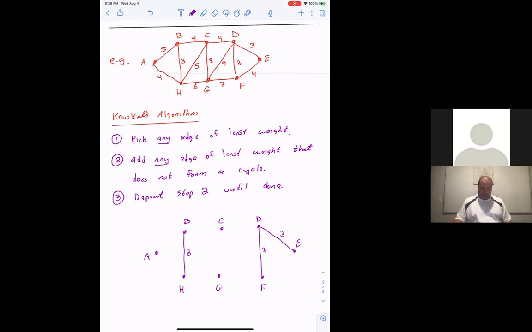Next, no more 3s. We got 4s. This one, FE, I can't pick. That would form a cycle, but I can pick CD. That doesn't form a cycle. Another 4, I can pick BC. That doesn't form a cycle. Oh, I can do AH. That doesn't form a cycle. Now I just need G. So there's no 3s or 4s left that do not form cycles. 5 will form a cycle. 6 will not form a cycle. And I have my minimal spanning tree.